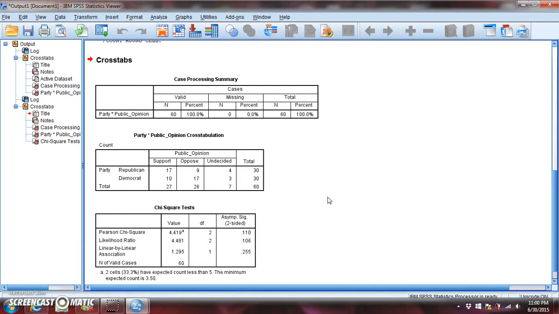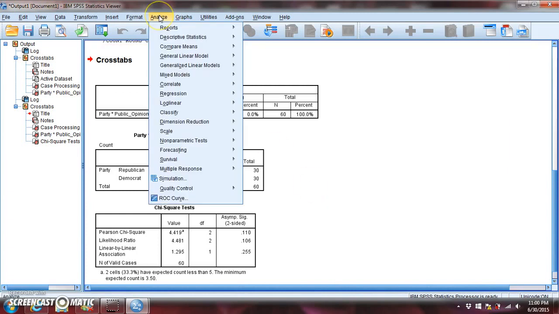Now, one other thing we can do with the chi-square test is add a layer. We can say, all right, let's look at the chi-square test by another variable. We had another variable in the data set, voting age. So we could look at the chi-square test just for people who are voting age and look at it just for people who are not voting age. So we basically split our chi-square test into 2 different tests, or layers.